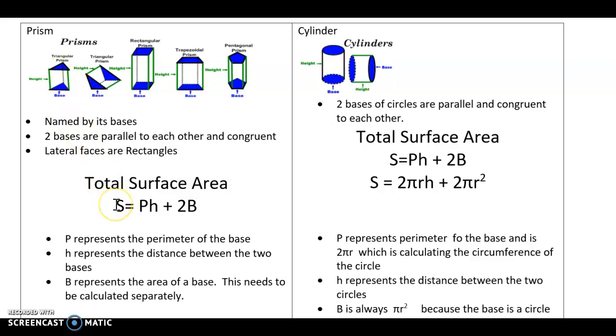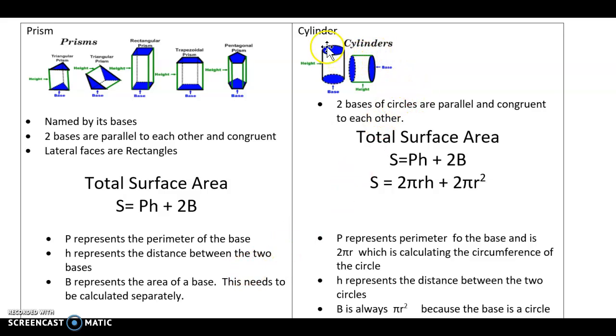Your formula can be found in your formula chart. It's S equals PH plus 2B. P represents the perimeter of the base. H represents the distance between the two bases. B represents the area of a base. This needs to be calculated separately.